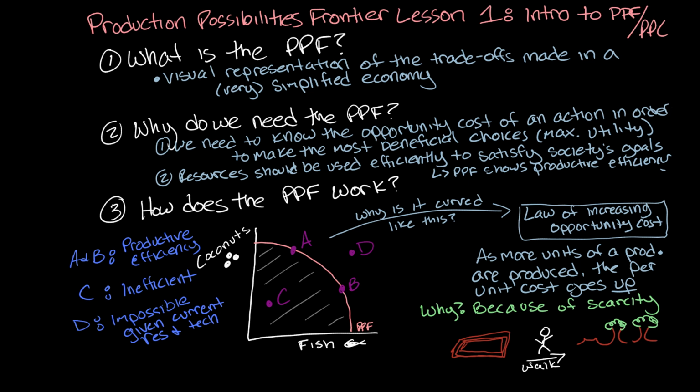But for right now, we're just going to say that that point D out there represents an impossible level of production, but I always stipulate it's impossible given current levels of resources and current levels of technology. It's not a permanent situation.